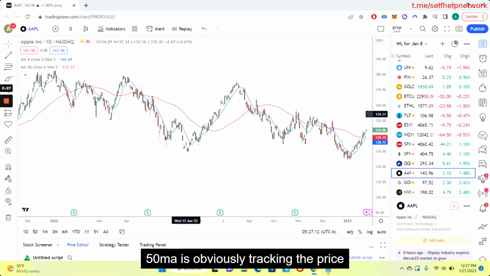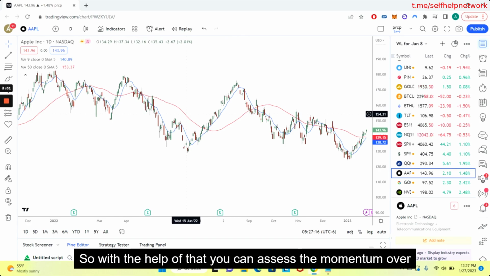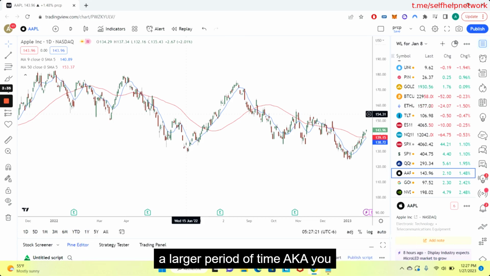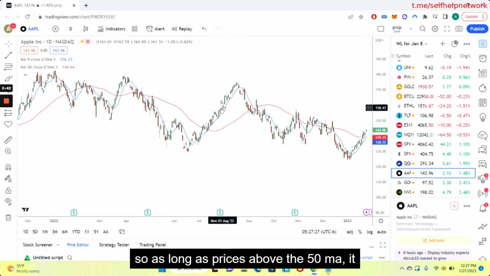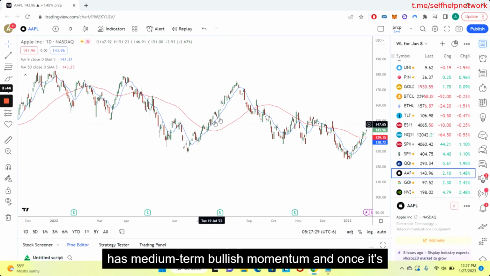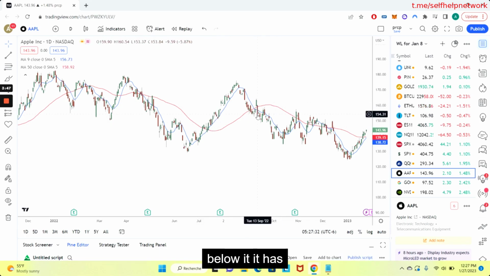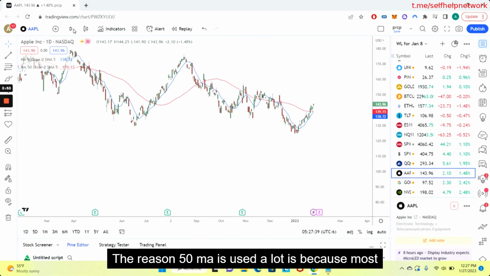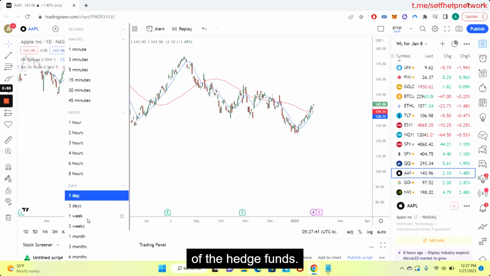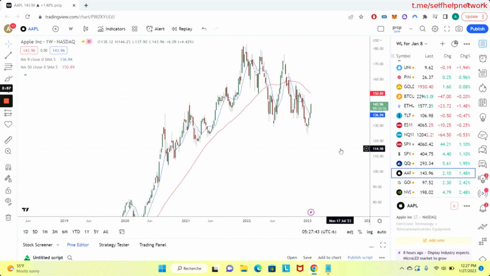50MA is obviously tracking the price over the last 50 candles. So with the help of that, you can assess the momentum over a larger period of time, aka you can call it the medium-term momentum. So as long as price is above the 50MA, it has medium-term bullish momentum. And once it's below it, it has medium-term bearish momentum.